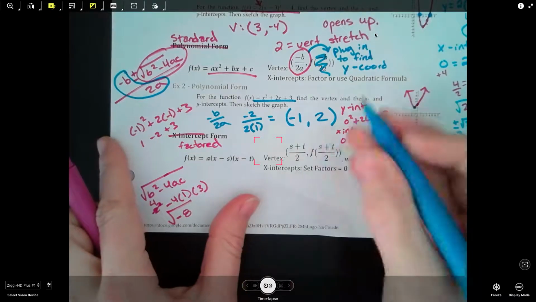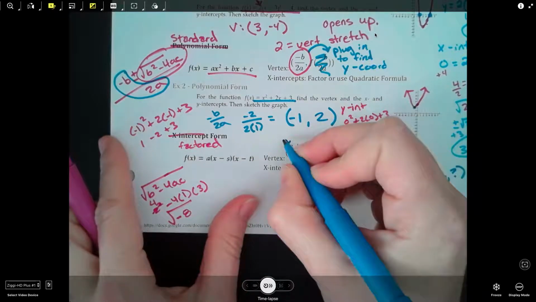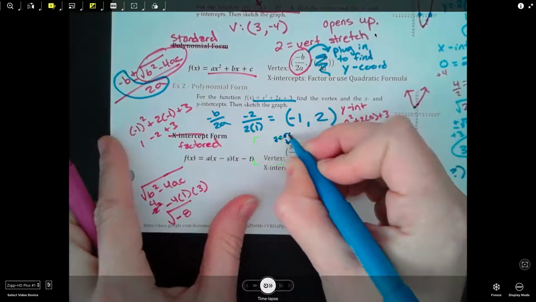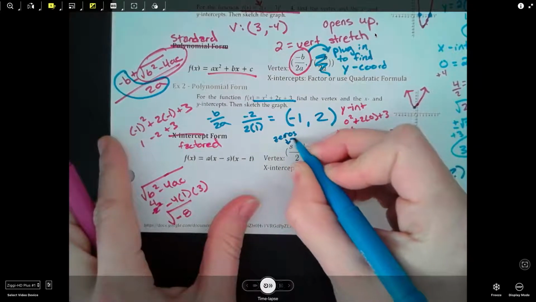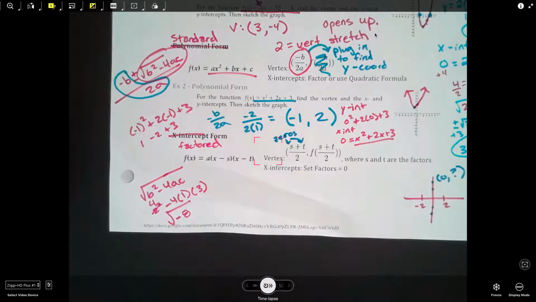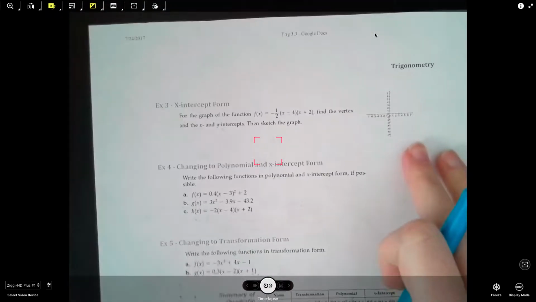So that's basically what they're wanting you to do: the roots, or the zeros, added together divided by 2. And then you plug that back in to find the y-coordinate. Okay? All right, that's the formula. Let's go to the backside. Yeah? Backside. There's a lot back here.